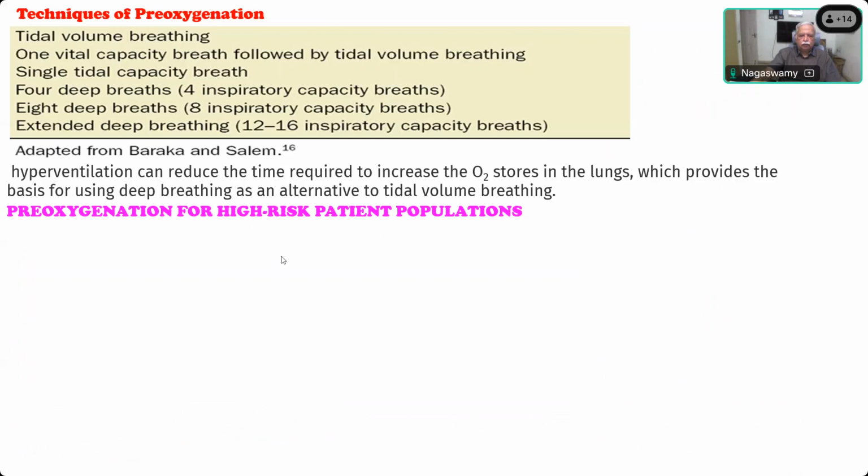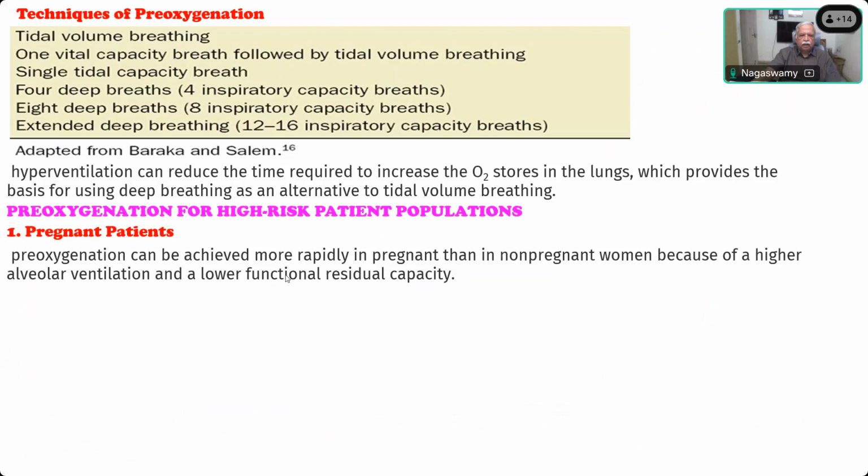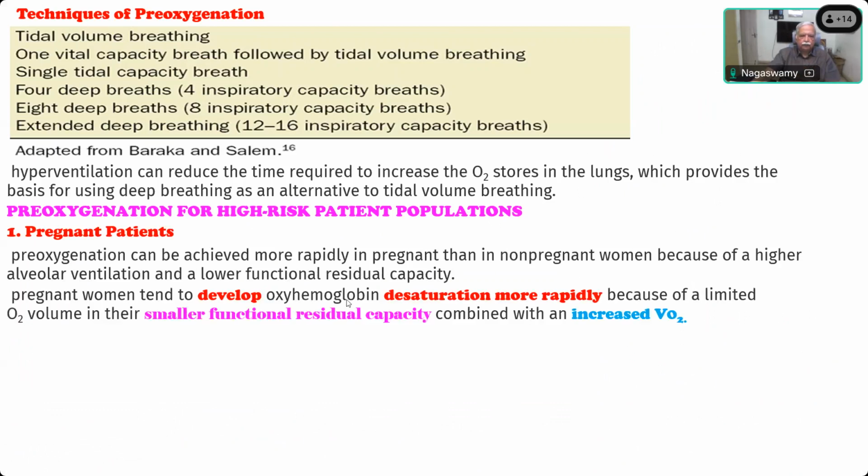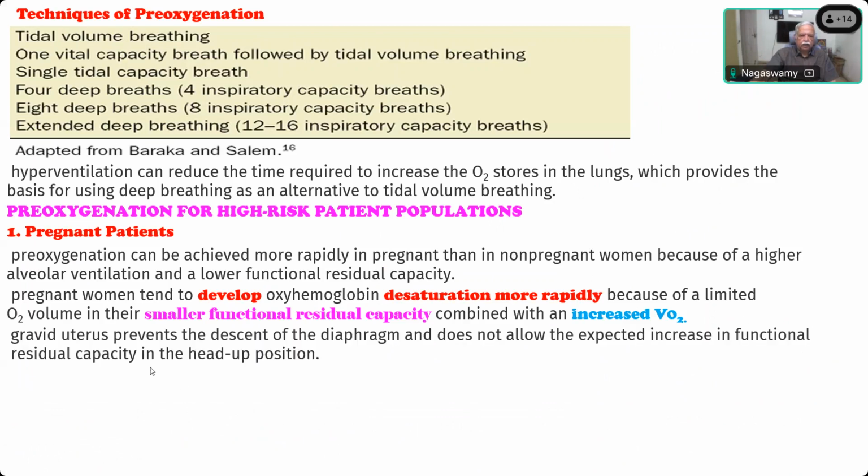And the high risk population who definitely require pre-oxygenation are pregnant patients. Pre-oxygenation is achieved more rapidly in pregnant than non-pregnant patients because of higher alveolar ventilation and lower functional residual capacity. And they tend to develop desaturation more rapidly because of the reduction in FRC, which happens because of the enlarged uterus pushing the diaphragm up. That is, all pregnant women are considered to have a low FRC, and the tendency for desaturation is much more there. The gravid uterus prevents the descent of the diaphragm.